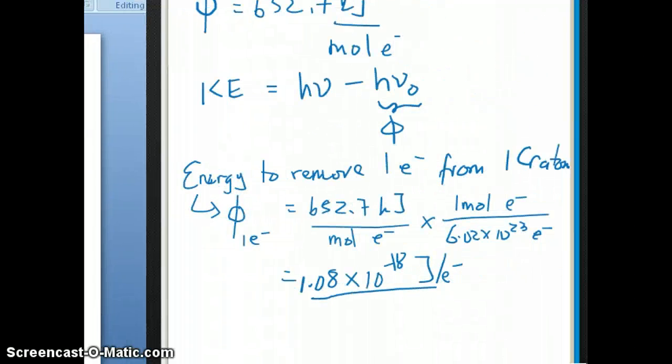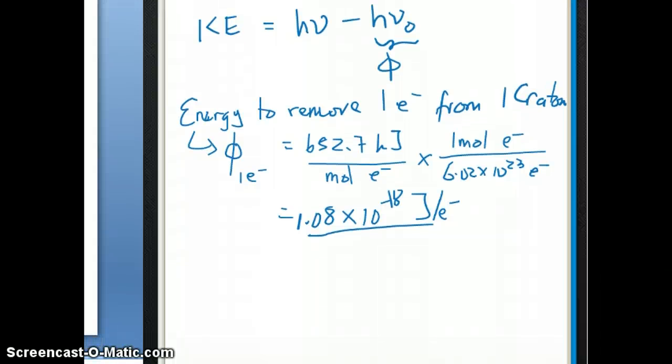Let's go back here. We have Einstein's equation, which looks like this. What it says is that the kinetic energy of the electron will be the energy of a photon that hits the surface of the metal minus the work function. Now, if the work function has this value right here, what is the minimum energy a photon must have in order to get the electron off that metal?